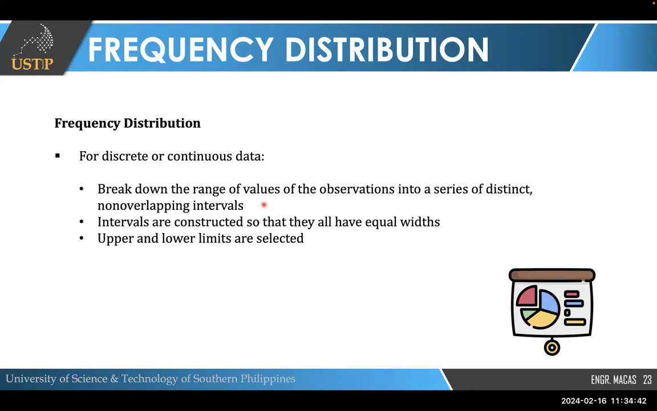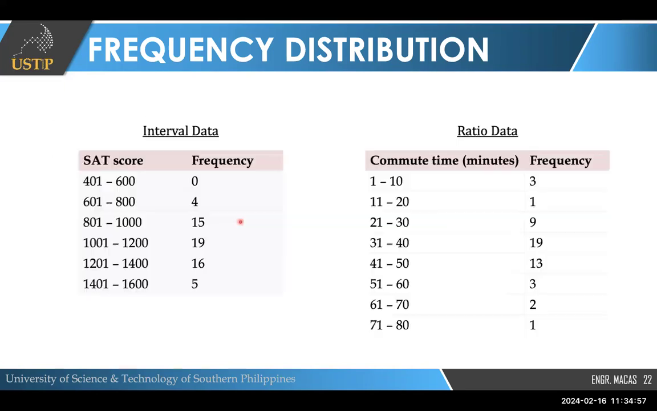For example, data set lang, naa ka ba? Wala pa ka nag-tabulate. Okay? So first is break down the range of values of the observations into a series of distinct non-overlapping intervals. Pasabot, you create intervals nga imong first interval wala ga-overlap sa second. Okay? If your first interval is 1 to 10, dili ka pwede mag-set og 10 sa imong second interval. The next value na, 11 to 20. Okay? If you're counting the frequency na dayon, maglibog ka kung nag-overlap na ang mga intervals.